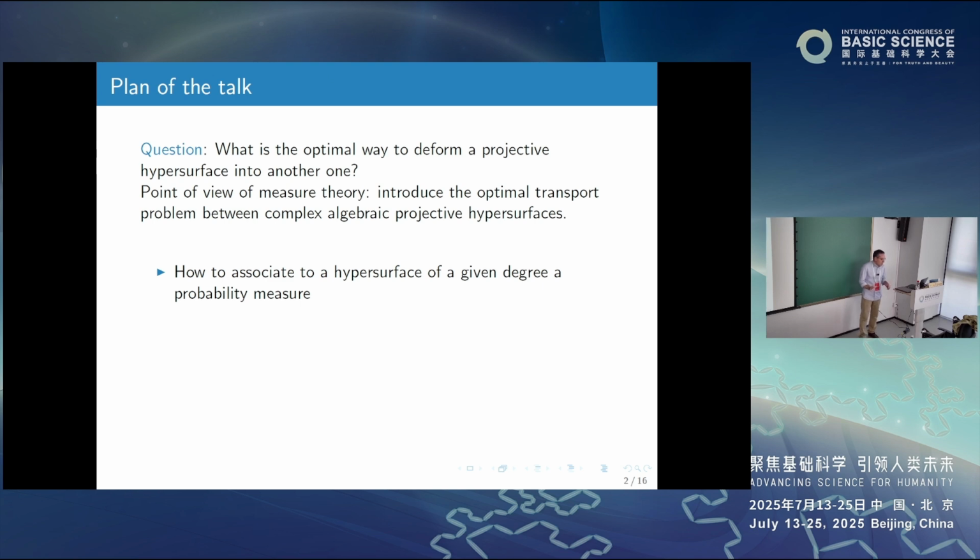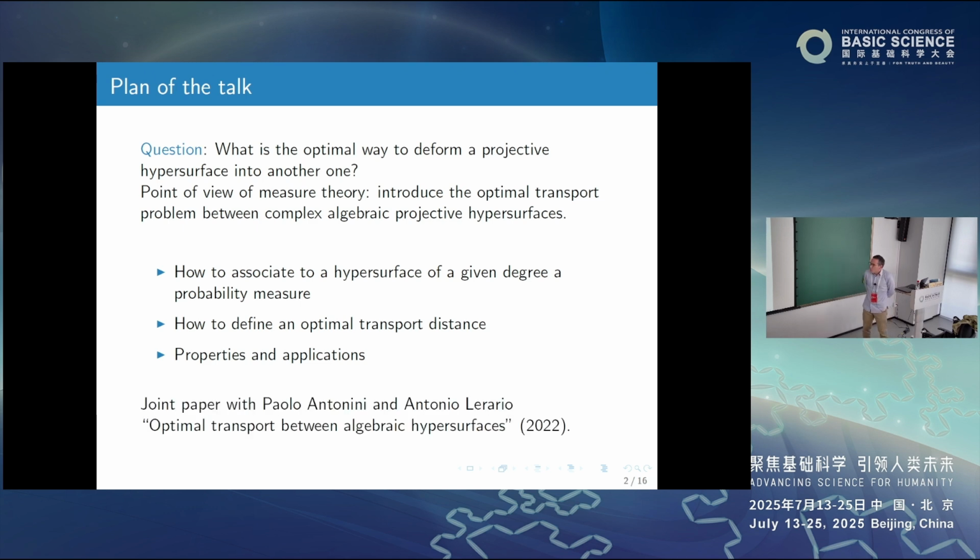So the plan will be to associate a probability measure to a given hypersurface of a certain degree, then define, among this class of measures, a distance induced by the optimal transport problem, and then see if this new metric that you have introduced on the space of polynomials will actually have some consequences and applications. This project has been carried out in collaboration with two other colleagues from SISSA in Trieste, when I was there around 2020, Paolo Antonini and Antonio Lerario.